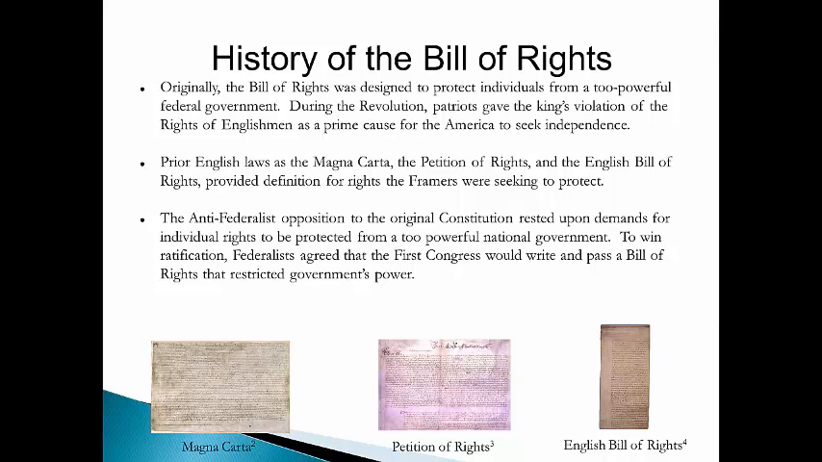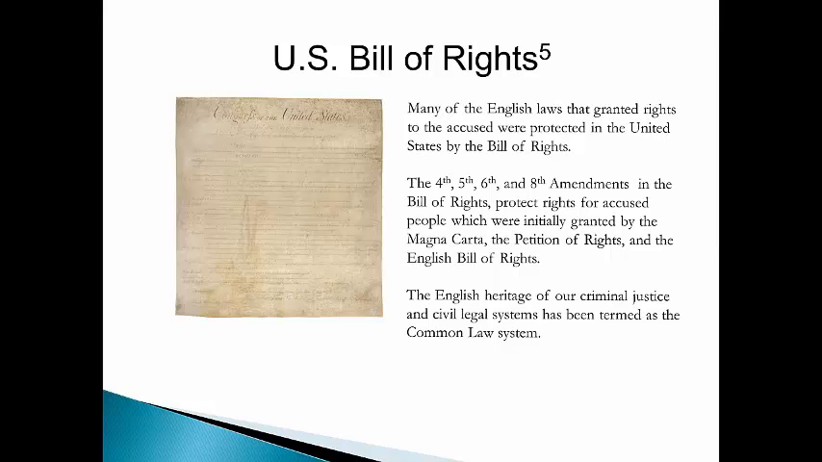Amendments, which address the rights of the accused, compose a large part of the Bill of Rights. The 4th, 5th, 6th, and 8th Amendments to the U.S. Constitution, along with certain safeguards in the U.S. Constitution itself, recreate the core protections the English system of criminal law derived over centuries of experience. In addition, Americans added certain provisions based on colonial experience with English overreach.